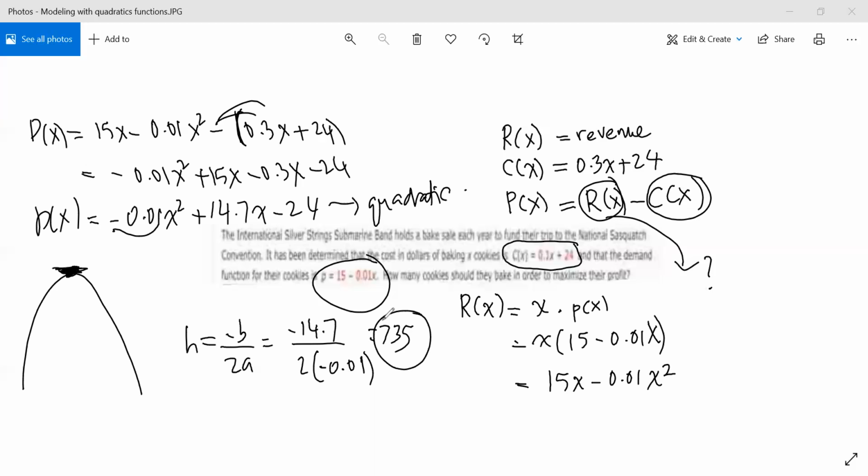Okay, so this is going to be the number of cookies, because this is h comma k, right? So h here is the x value, and x here is representing the number of cookies, and this k here is the maximum value. We know that we're going to have a maximum value at this particular h here, which is 735 in this case.